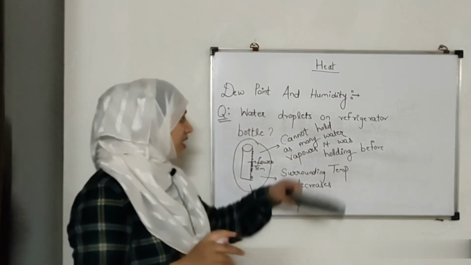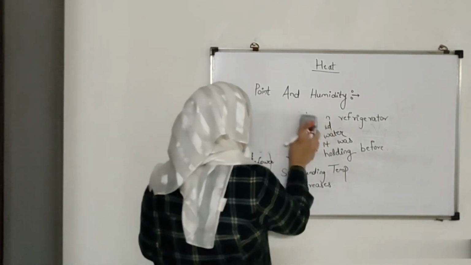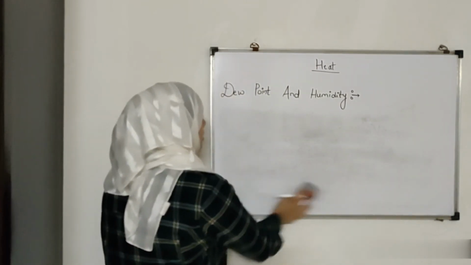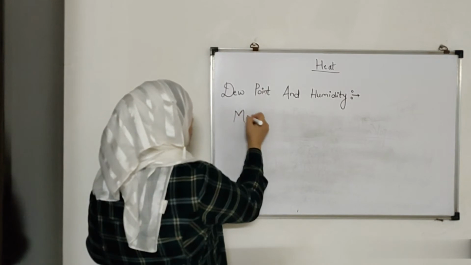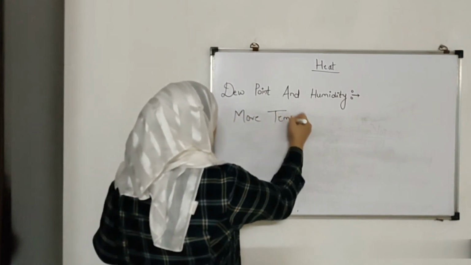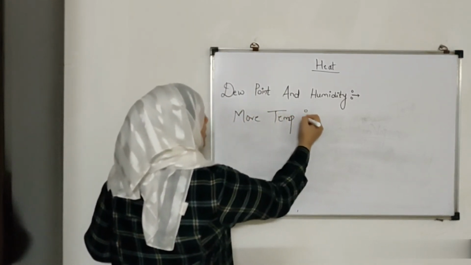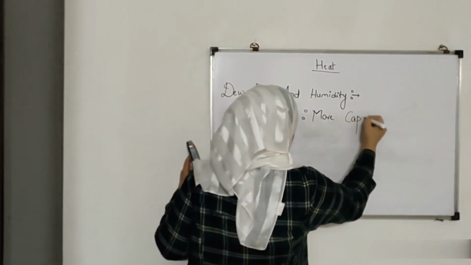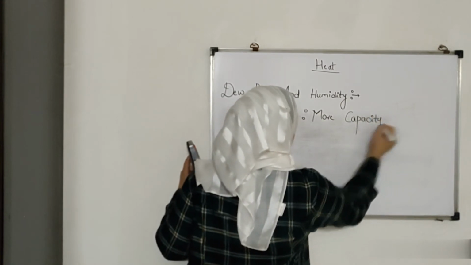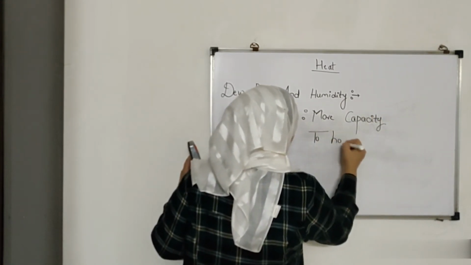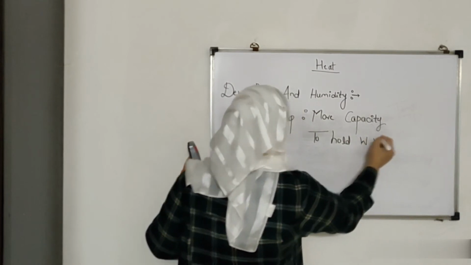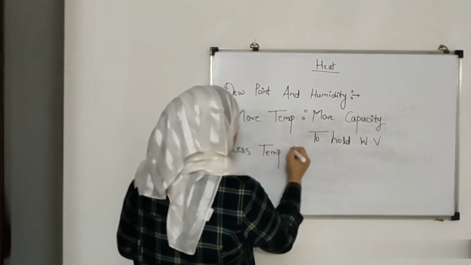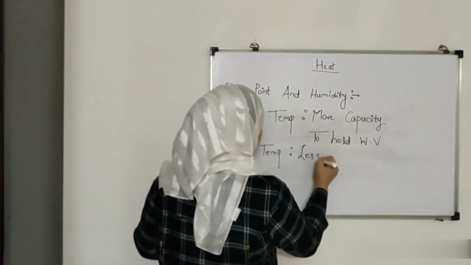Its capacity. See, one thumb rule we have to remember is: more the temperature, more is the capacity to hold water vapor. Less the temperature, less capacity. This is the thumb rule.